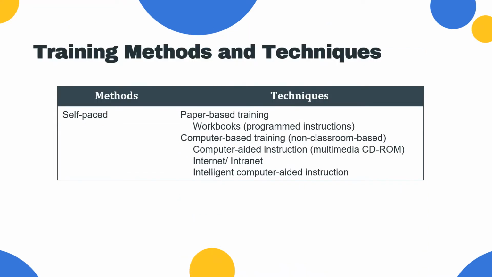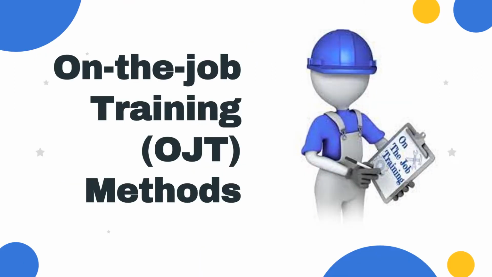The third group of methods is the self-paced. This includes paper-based training, where we could use workbooks, program instructions. We also have computer-based training, which is non-classroom based. We could use computer-aided instruction, internet and intranet, and also intelligent computer-aided instruction. So we will be discussing these methods and techniques one by one. So let's start with the first method, which is the on-the-job training or OJT methods.